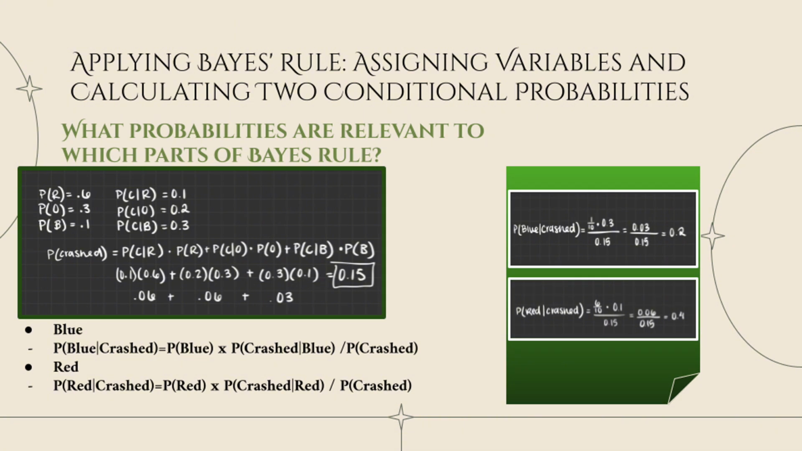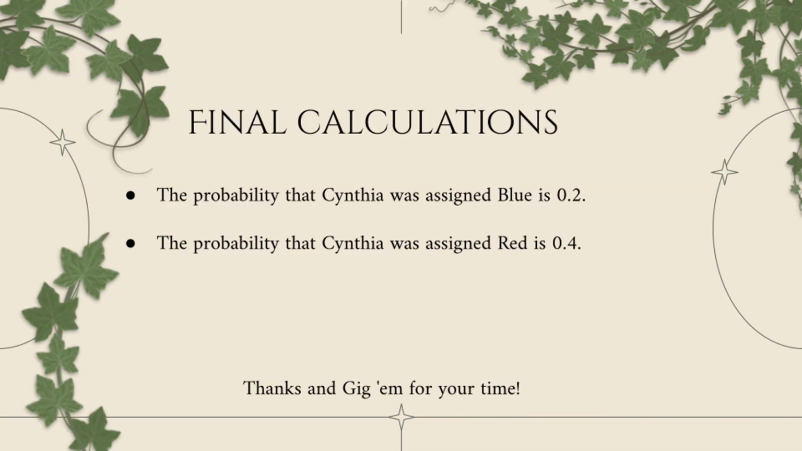In conclusion, Bayes' formula is useful in being able to create better predictions by using the evidence to our favor. And the final calculations we have acquired is that the probability that Cynthia was assigned blue is 0.2, and the probability she was assigned red is 0.4.